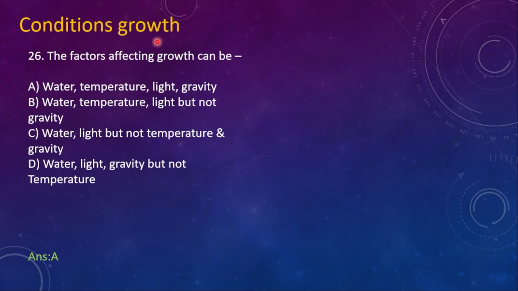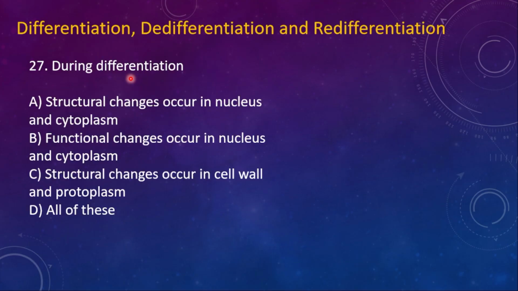Conditions for growth. 26. The factors affecting growth can be: A. Water, temperature, light and gravity. This one is the right option. 26, option A is right.